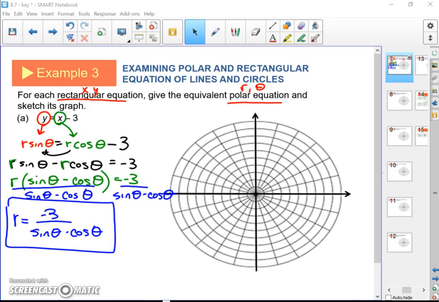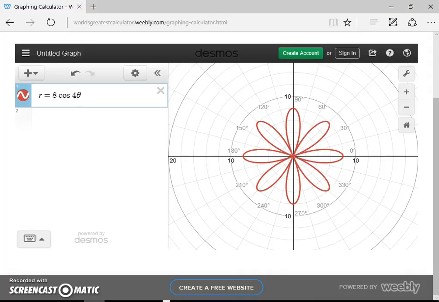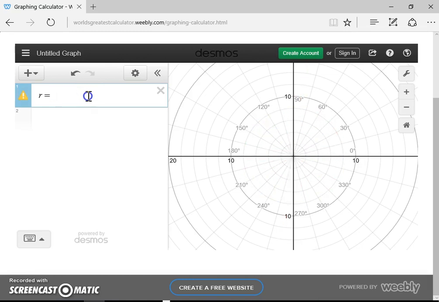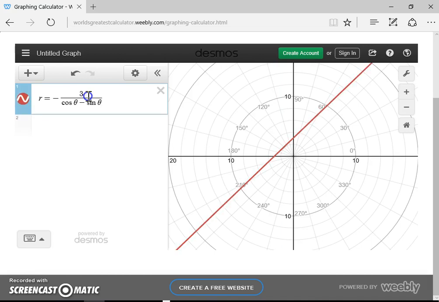So let's use the calculator to sketch its graph. Go to Desmos. We want r equals -3 divided by cosine theta minus sine theta. So you can see it's a line. We knew it was a line. Remember, if you look at the original equation, it said y equals x minus 3.